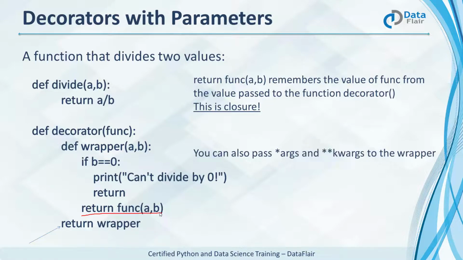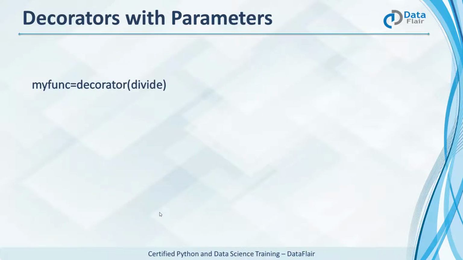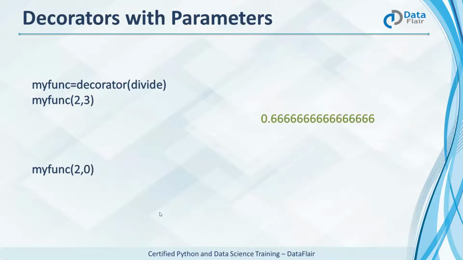Also, it is possible to pass args and kwargs to the wrapper. Now let's call the decorator on the divide function and call it myfunc. Myfunc of 2 and 3 is 0.66. The myfunc of 2 and 0, meaning 2 by 0, would raise a zero division error, but since we decorated it to handle this with an if statement, it prints can't divide by 0.